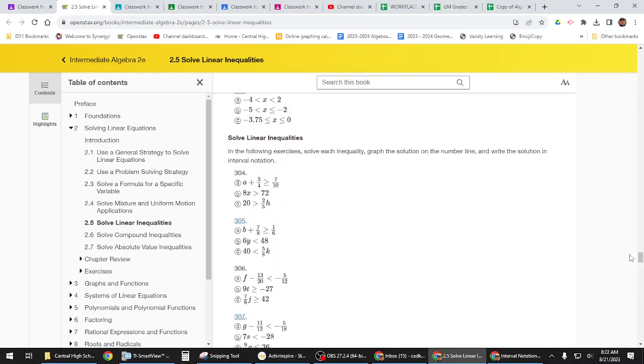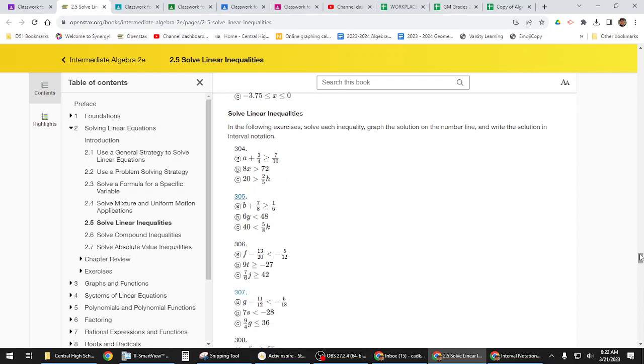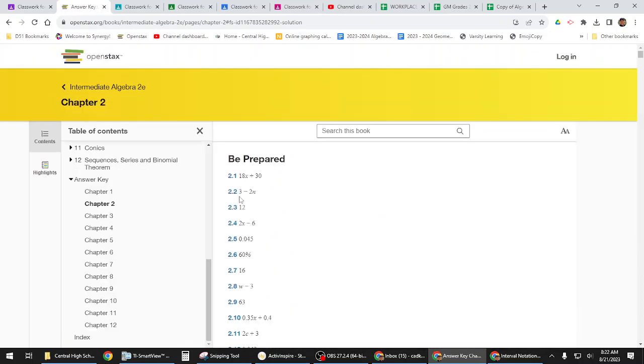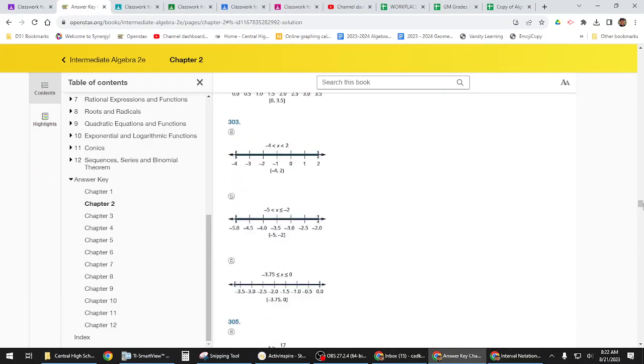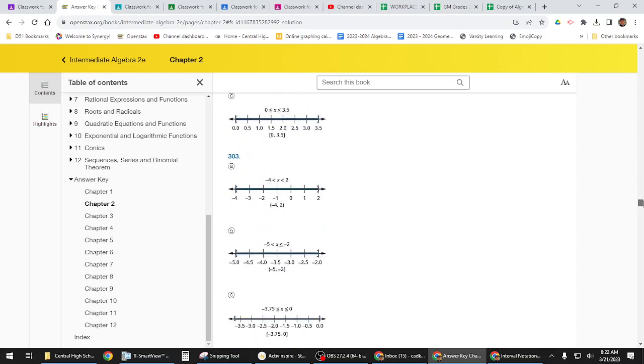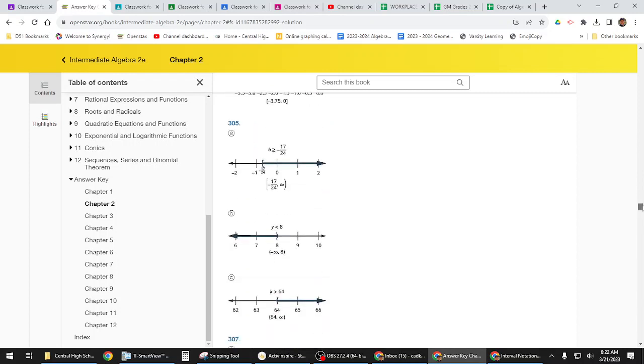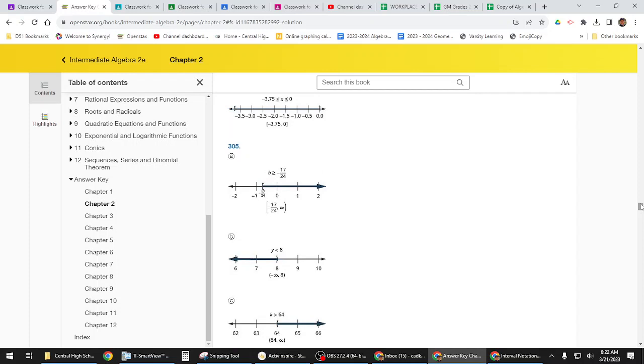So starting on 304, you were solving first and then graphing your solution and then writing in interval notation. So I'll show you 305 just to check. I don't see the point in doing homework that you don't have any feedback on. So 305 should have got on A, B greater than or equal to negative 17/24. And I don't know the decimal for that, but your interval was bracket negative 17/24 comma infinity with the parentheses.